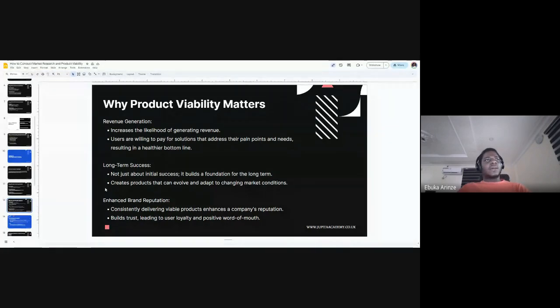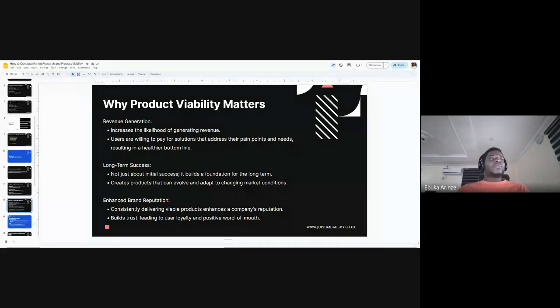We have a couple of others. Revenue generation: it increases the likelihood of generating revenue, because users are going to be willing to pay for a solution that addresses their pain points and needs, resulting in a healthy bottom line. Most times, lack of market research and product viability is the reason a lot of people are not making money. Once you focus on market research and product viability early enough in the product development journey, you can ensure that you have a product that is likely to generate revenue.